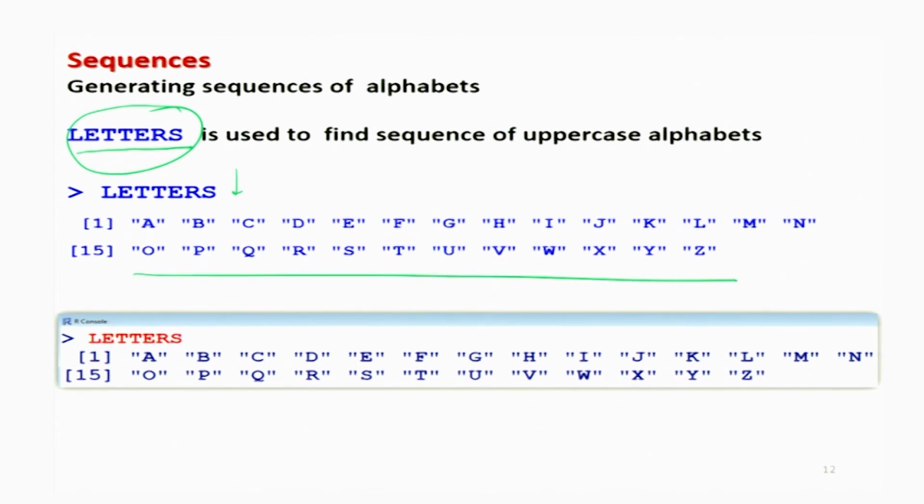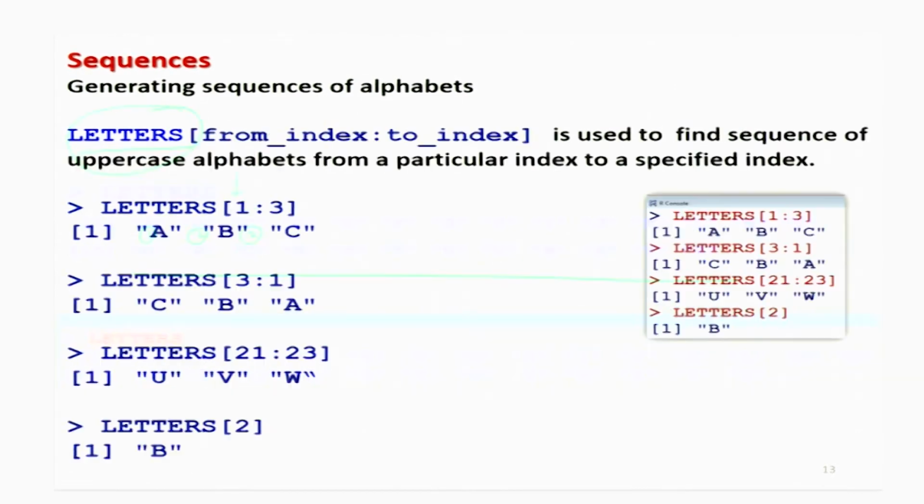Capital A is at location number 1, capital B is at position number 2, capital C is at position number 3, and so on. So we can generate the sequence of uppercase alphabets exactly in the same way as we did for lowercase alphabets. Suppose I want the uppercase alphabets at positions 1 to 3. I write LETTERS all in uppercase, then square brackets, and write 1:3. That gives me three letters: A, B, and C.